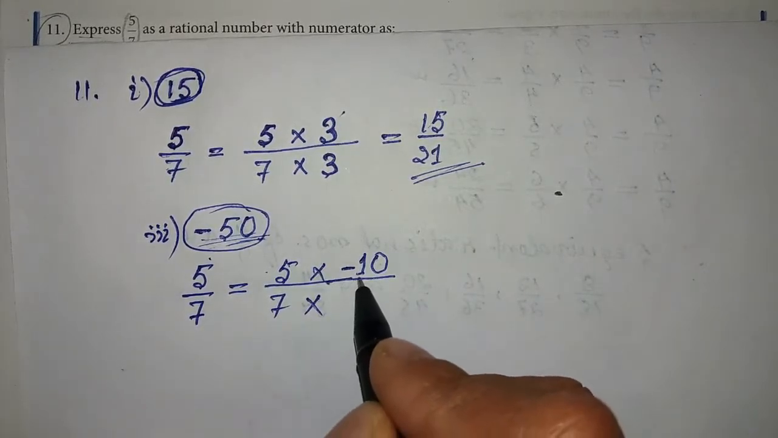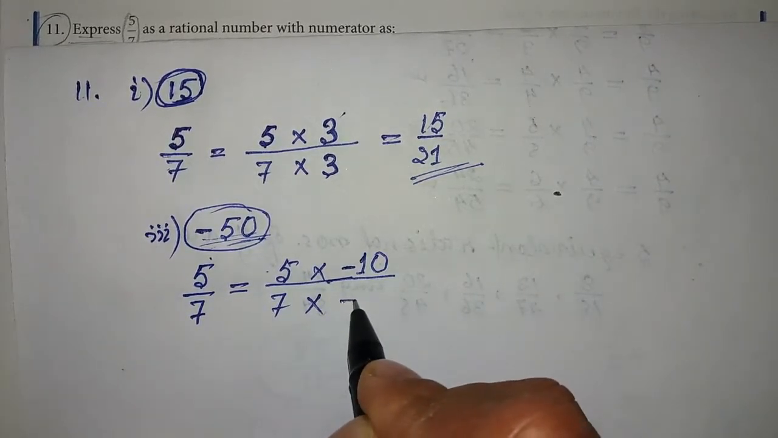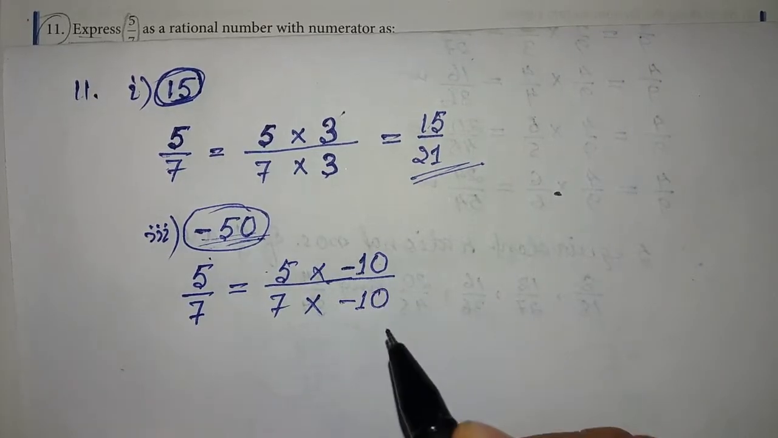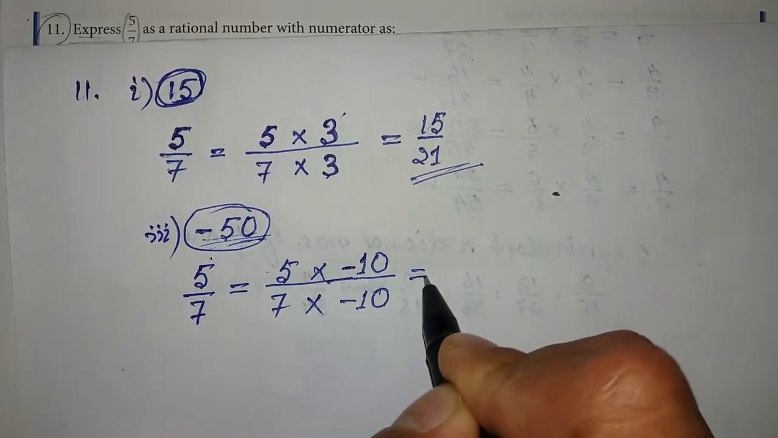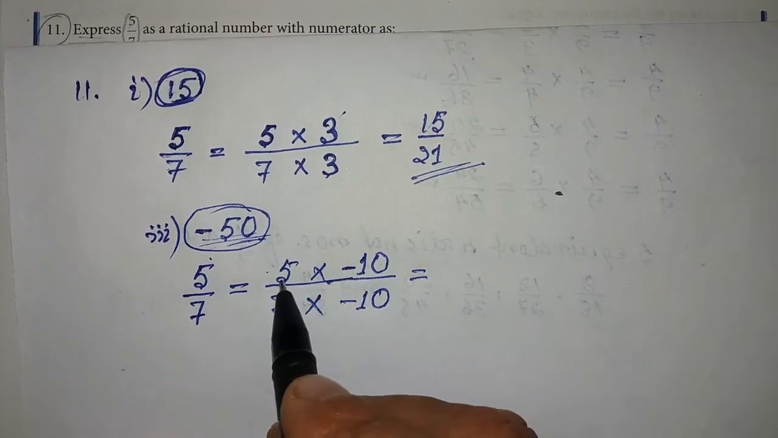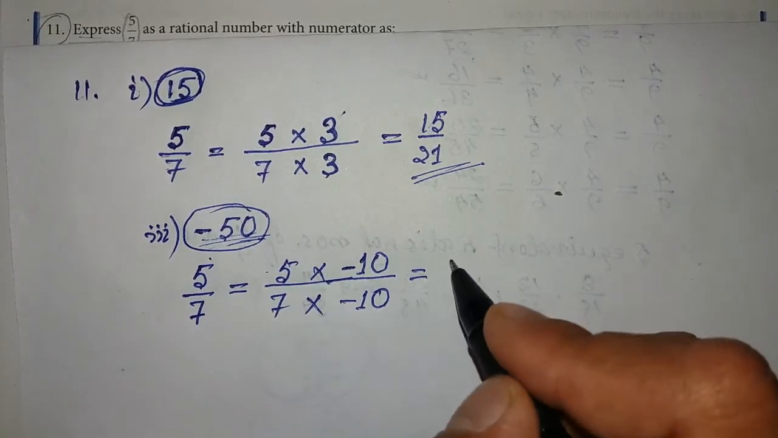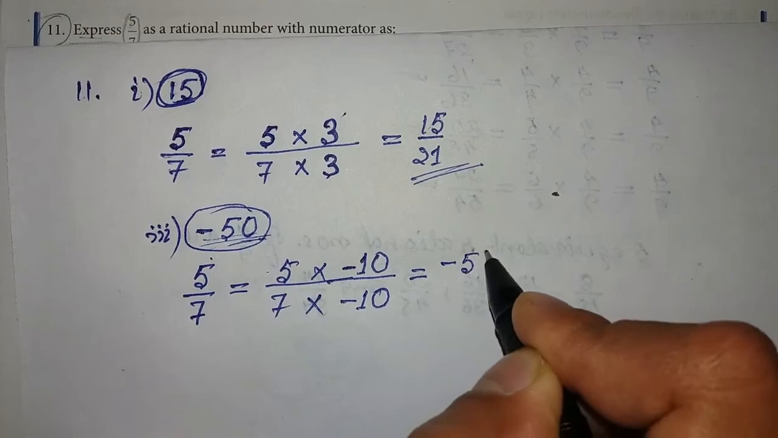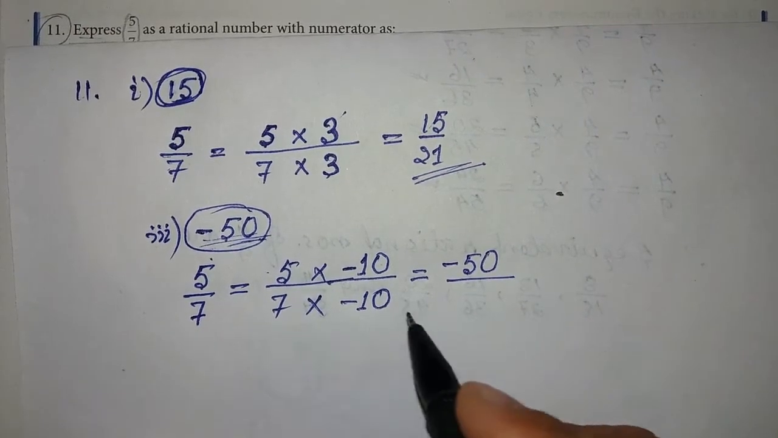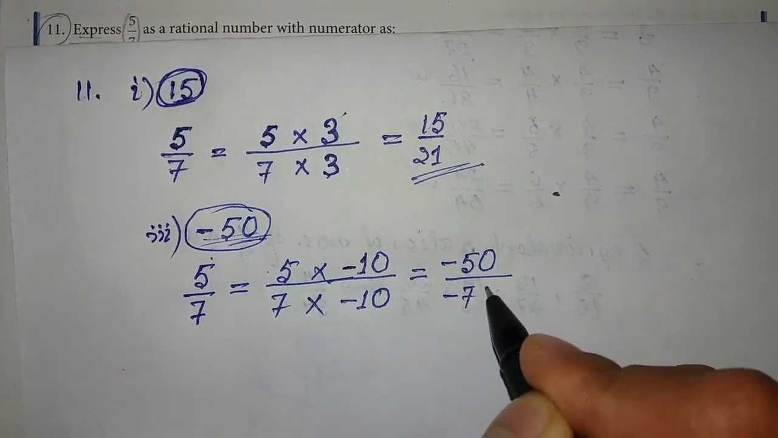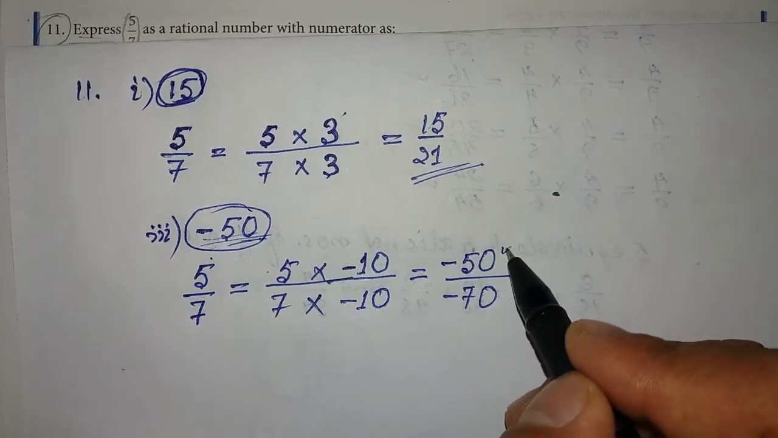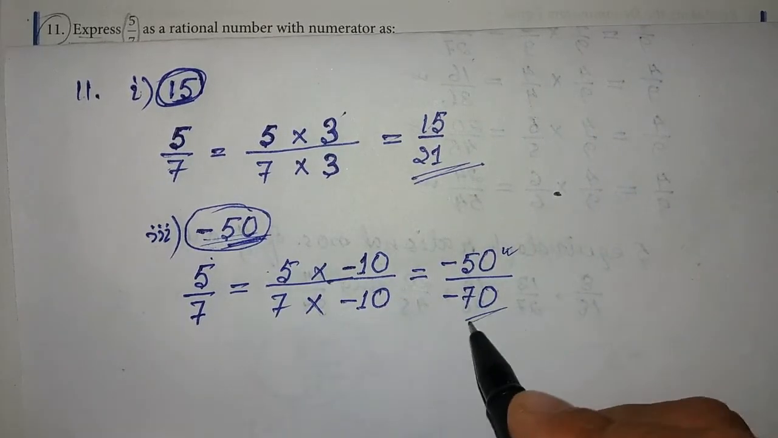Since you have written minus 10 here, the same number you have to write in the denominator. So 5 into minus 10 is minus 50, and 7 into minus 10 is minus 70. So the numerator is now minus 50. This is the answer.